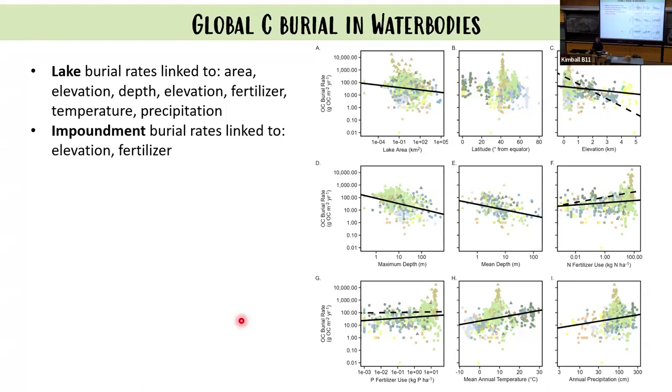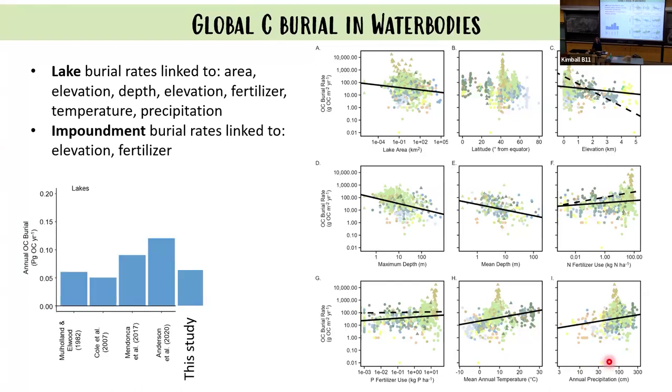We also see that lakes and reservoirs store more carbon at low elevations than high elevations. Both lakes and reservoirs store more carbon in areas where nitrogen and phosphorus inputs are higher because that increases the productivity of the system. If you increase the productivity of the system, you have a lot more algae and plants dying, decomposing, settling out to the bottom and getting buried in the sediments. And we also see for lakes that as we increase temperature and as we increase precipitation, we have increased burial rates.